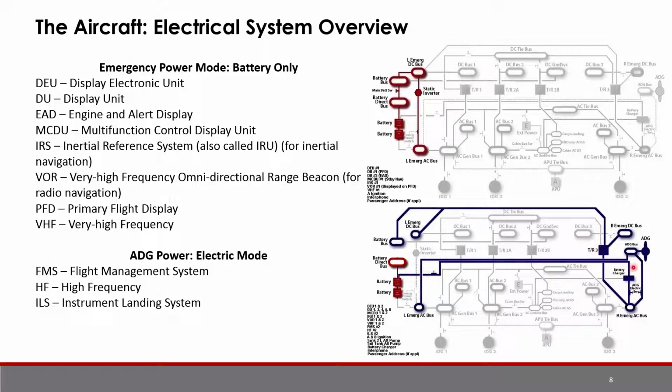In electric mode, when you have the ADG being powered, it's powering this ADG bus, which transfers power to both of the emergency AC buses, which are also connected to the emergency DC buses and the battery bus. It's also connected to a battery charger, which can charge the batteries. And in addition to all of these systems up here, it can also transfer electricity to the flight management system and high frequency radio, as well as the instrument landing system.